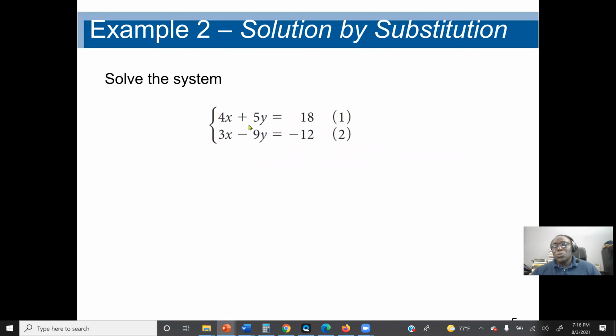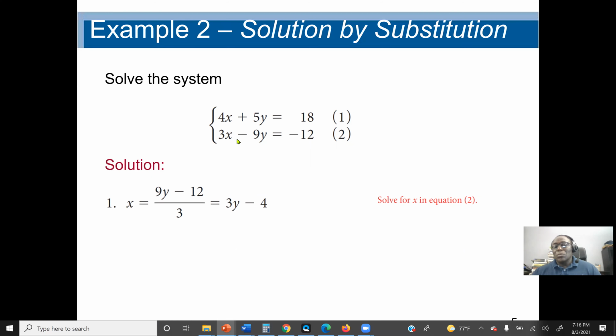Here we have 4x plus 5y equal to 8, and 3x minus 9y equal to minus 12. And they say we should solve for x and y. So here it's up to us. We can take either the first or second equation, and we can find x or y. Then we substitute either x or y into the other equation. It depends which equation we take first. So here we decided we are going to take the second equation and solve for x.